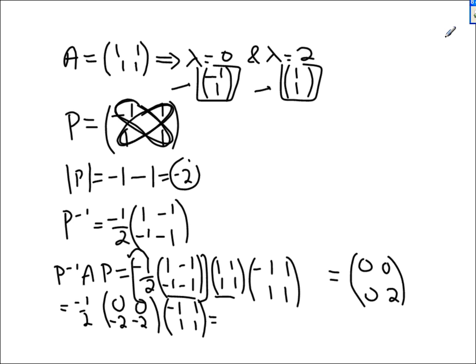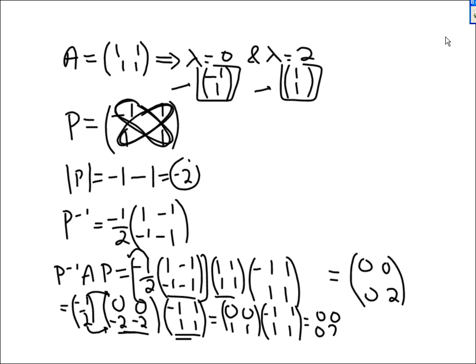Just because it'll make numbers smaller, I'll actually scale now. I'll multiply this matrix by negative a half. And I get 0, 0, 1, 1. And then I multiply by this matrix, negative 1, 1, 1, 1. And I get 0, 0, 0, 2. Which is my matrix D. It has the eigenvalues on the diagonal.